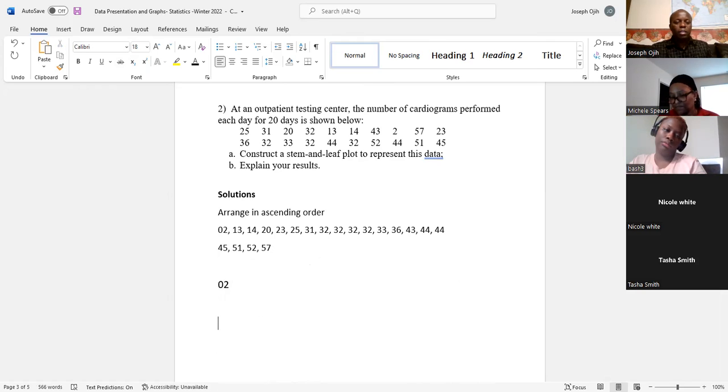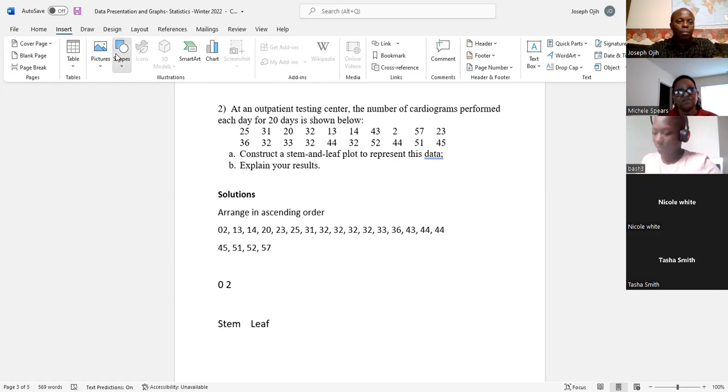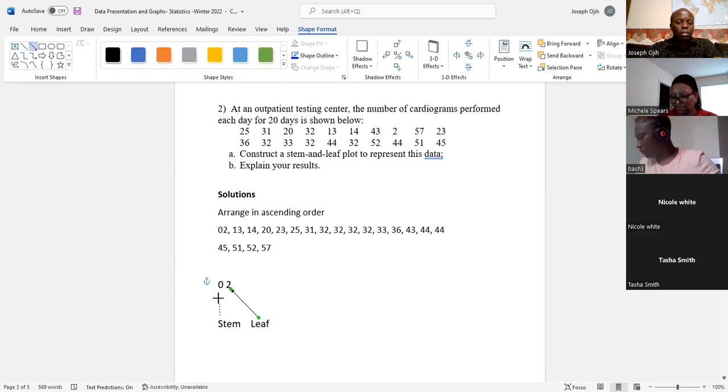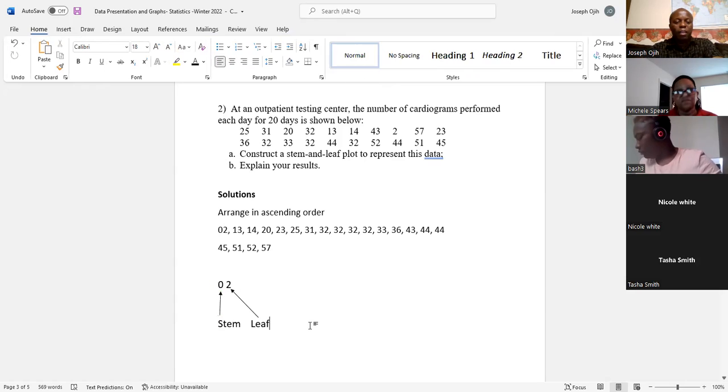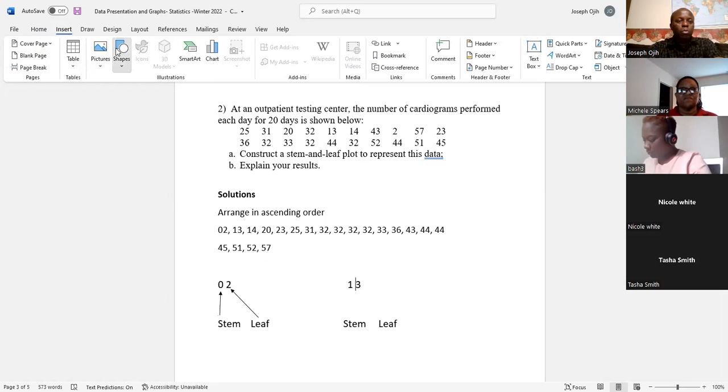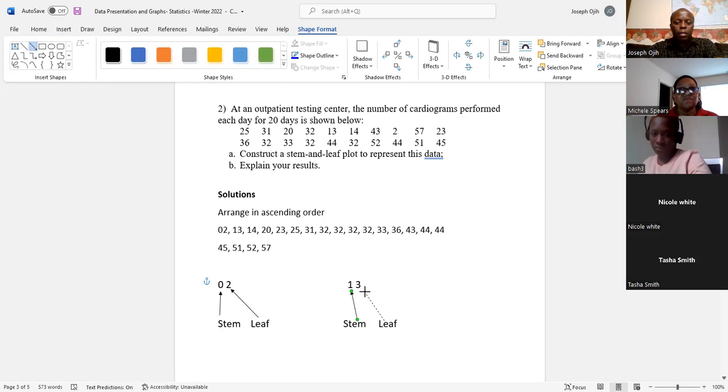I'm going to type this in down here. I'm going to type stem and leaf so I won't mess it up. Our leaf is right here. The last digit, like before, is our leaf, here, 2. And our stem is the other digits. See, this one here is the stem. So assuming I picked a different number, let's say 13, in that case our stem will become the 1, and our leaf will be the 3. See?